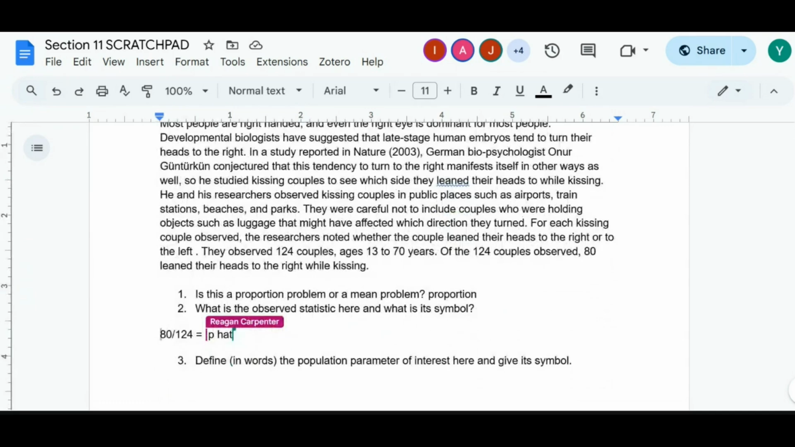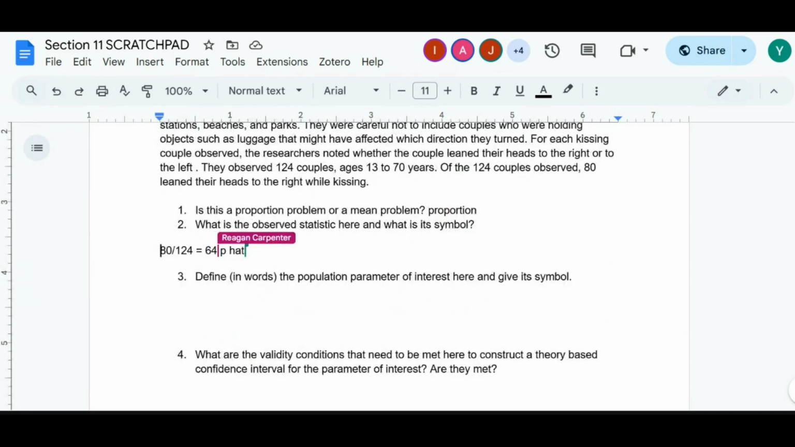Define in words the population parameter of interest and give a symbol. I'm not giving you the symbol here because I'm trying to test you. Do you know what the symbol is? Greek. This symbol is Greek, but which is it? Pi. Excellent. Not mu, because this is a proportion problem. So pi. Can you define pi for me? We did it previously for the Michigan case.